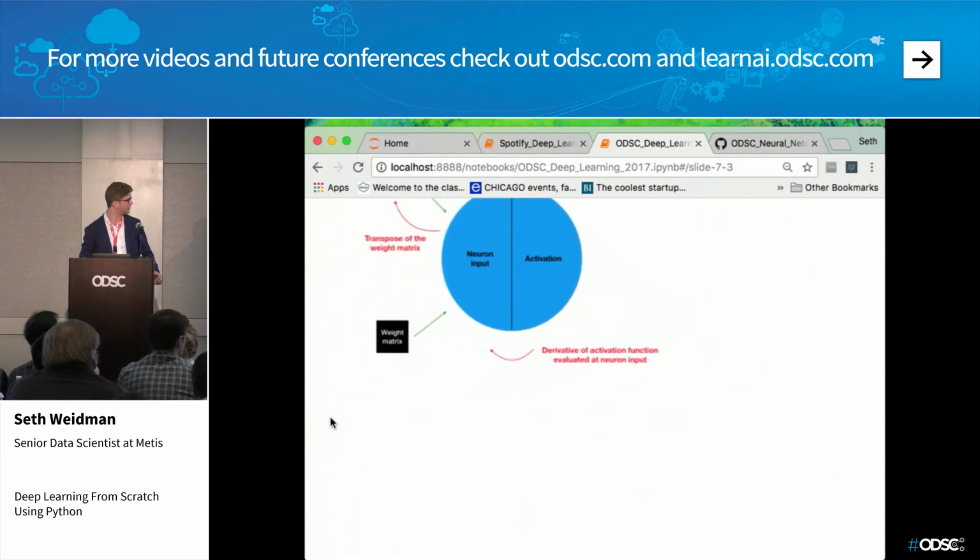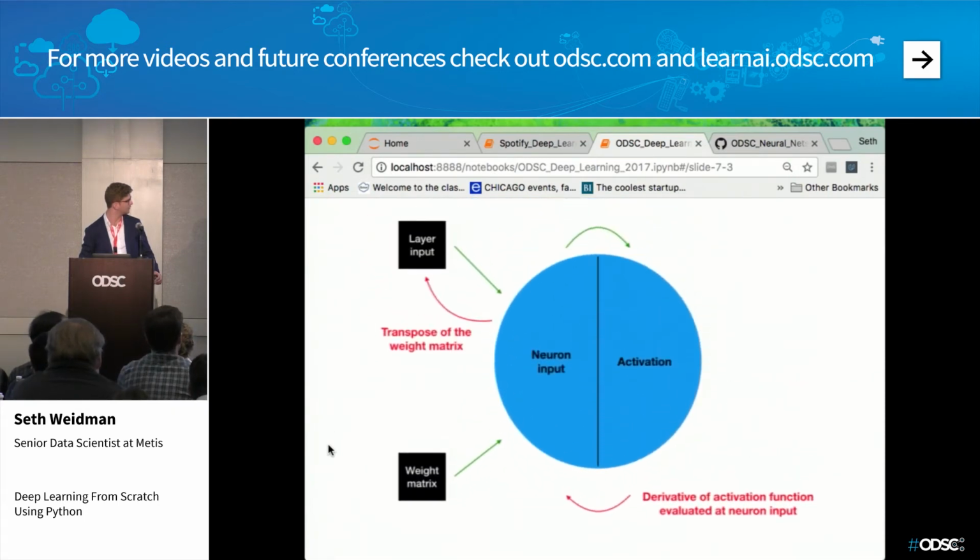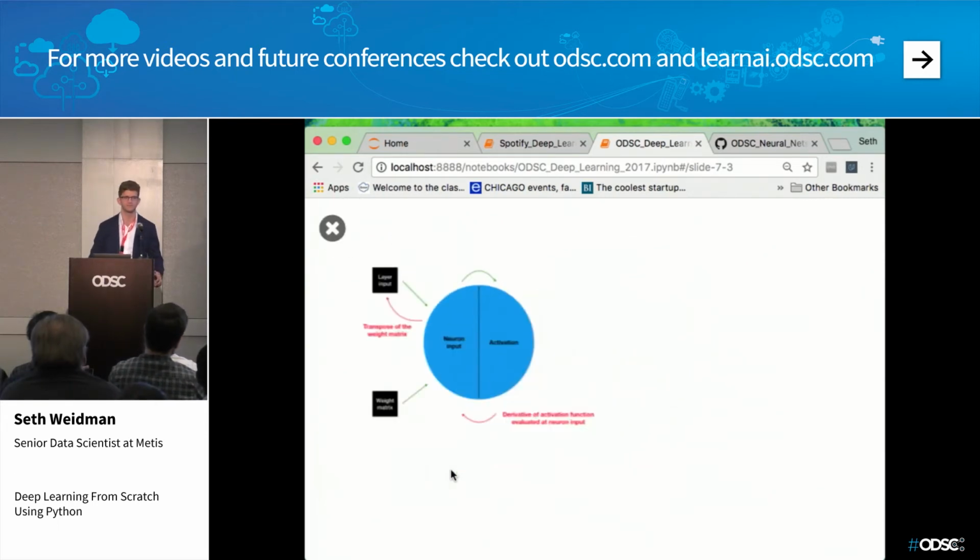So here's what's going on at each point in the net. Zoom in there. Basically, you have input to the neuron that's coming from a weight matrix and the layer prior, and this is being fed through an activation function. And then on the back propagation steps, which are in red, you need to multiply things by the derivative of the activation function evaluated at the neuron input. And then for the next step, you need to multiply this by the transpose of the weight matrix.